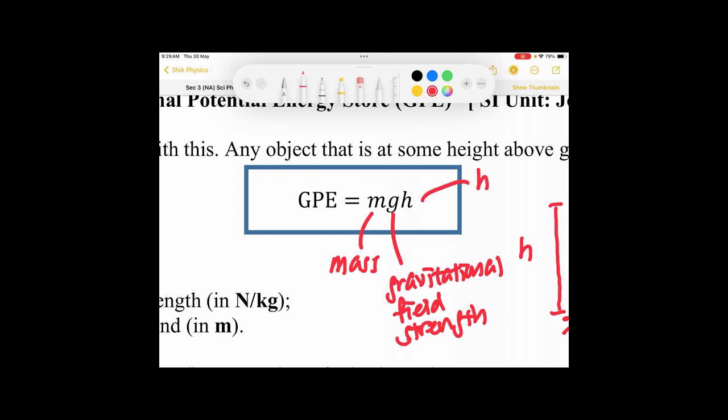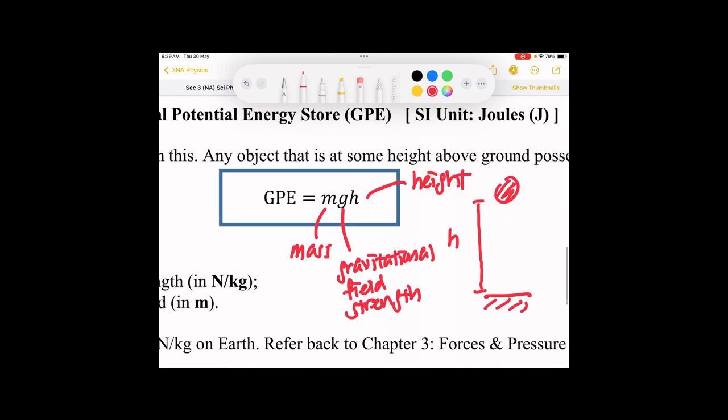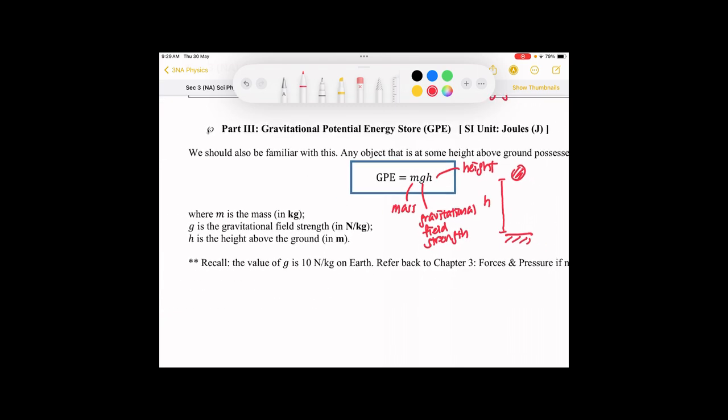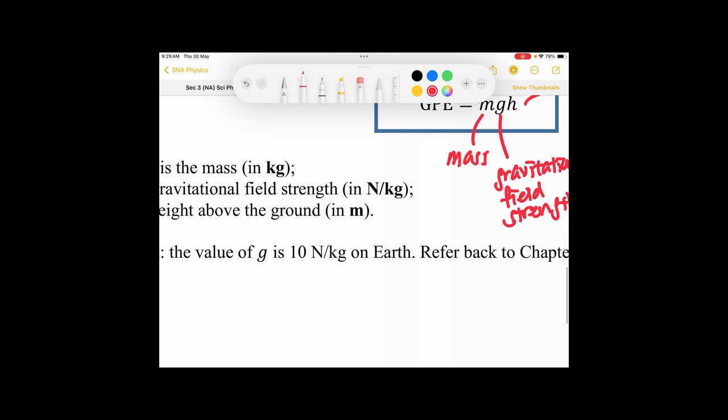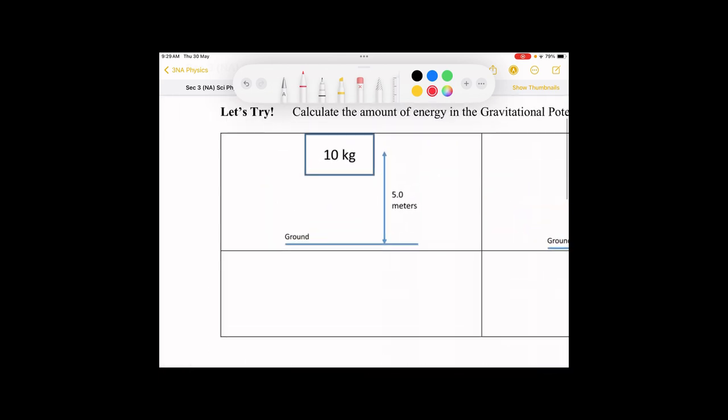And of course, h is the height above the ground. So you can see from this formula that the greater the height, the greater the GPE. Which makes sense, right? You have to use a lot of energy to bring the object to a certain height. So the higher it is, the more GPE it has. Okay, and of course remember that this value of g is 10 on Earth. It's a very nice number.